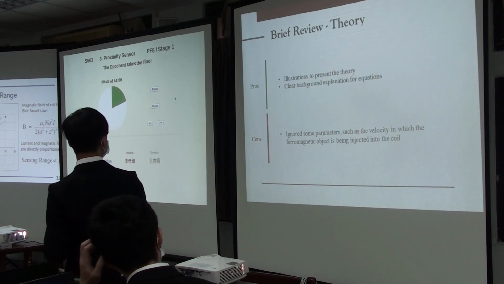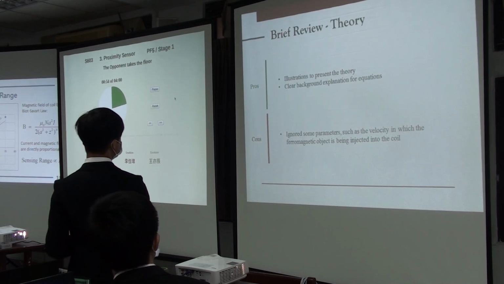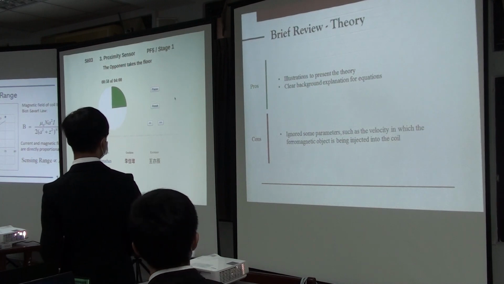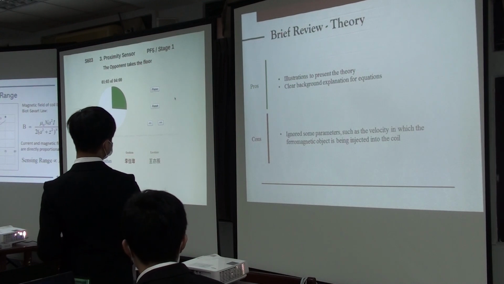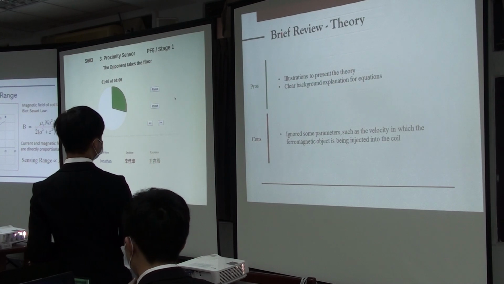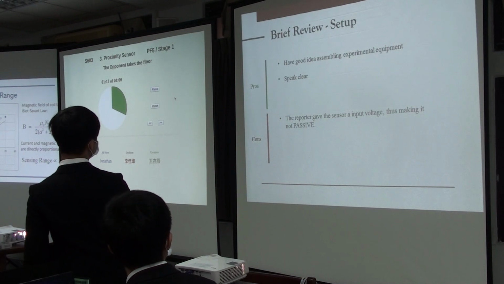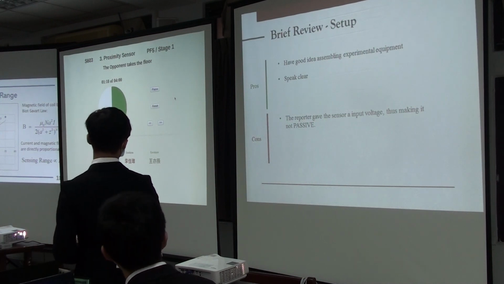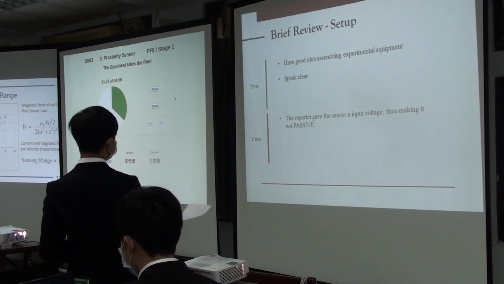Next, here is a brief review of the theory. There are some pros: the situation presents the theory and a clear background explanation for equations. Also some cons, like ignoring some parameters such as the velocity at which the magnetic object is being injected into the coils. And the setup has some pros, like a good idea of assembling experimental equipment and speaking clearly. Also some cons, like the reporter gave the sensor input voltage, thus making it not passive.